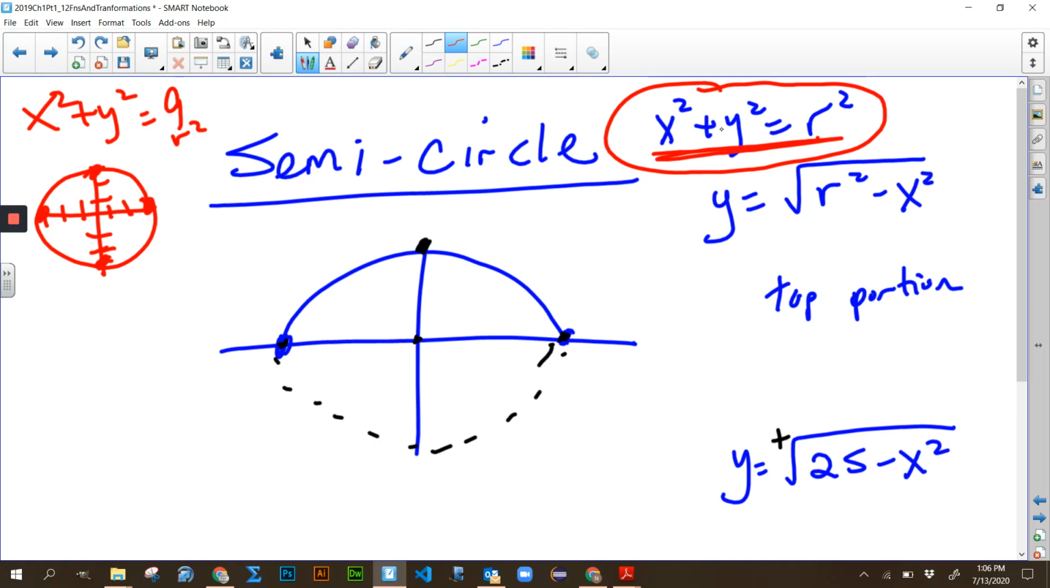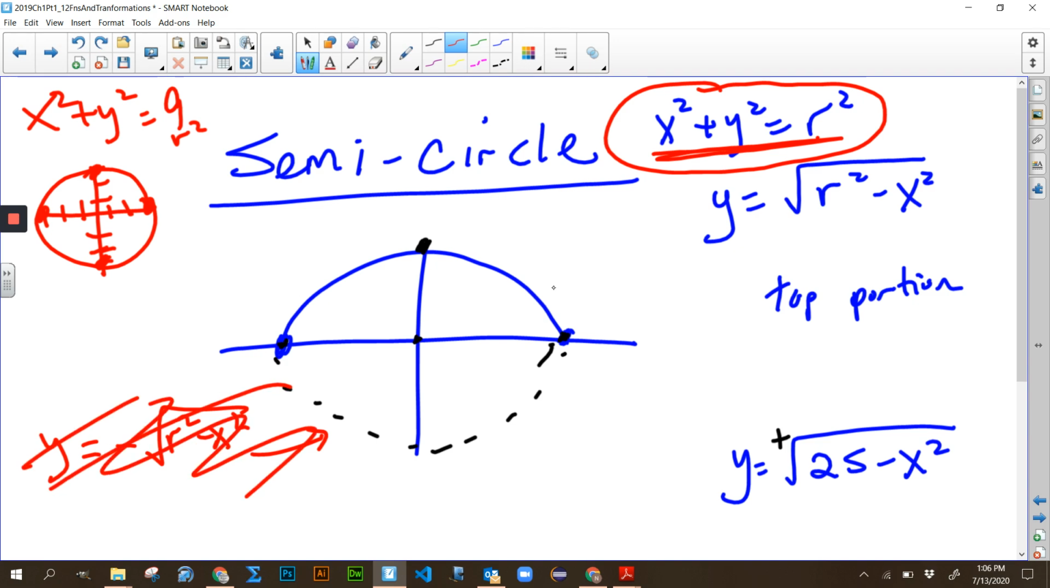When you solve it for y, you move the x squared over, so it's r squared minus x squared. And then since that's y squared, we would square root it. And when we square root it, we get a plus and a minus. Okay, the top portion is the plus. So we would also have this, and that would be the bottom portion. But that's not a semicircle, that's the circle. So we're not really concerned about that. Just the top portion here is what we're concerned with.